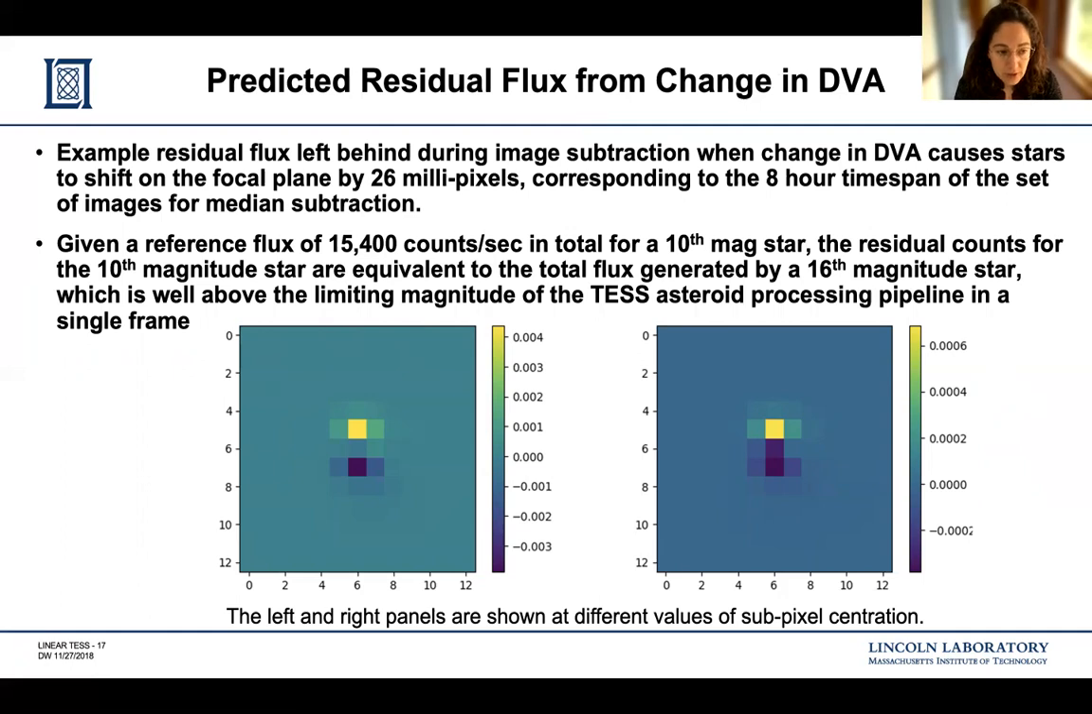And for a reference flux of 15,400 counts for a 10th magnitude star, the residual uncorrected flux after subtracting where that star has shifted in 8 hours, which is what we use in our pipeline, we can see that the residual flux is actually equivalent to a 16th magnitude star, which is well above the limiting magnitude of the TESS asteroid processing pipeline. So that's why we are seeing flux remaining from these stars when they have shifted slightly due to differential velocity aberration. So this is just one of the small challenges that we need to work with. Again, it's not a feature of the TESS camera. It is a relativistic effect, and it is just inherent in working with this kind of space-based data.